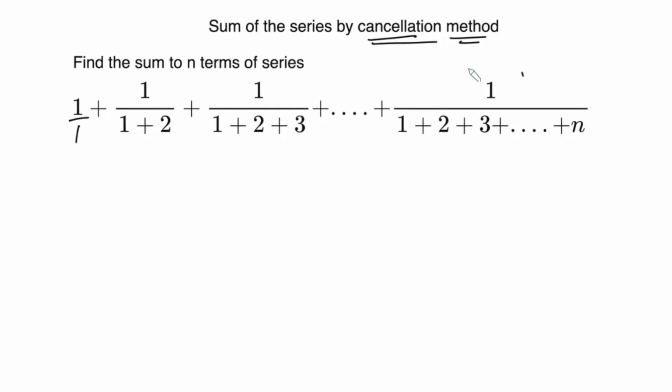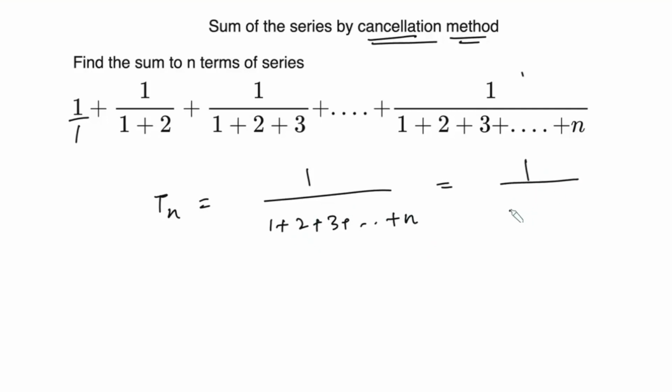Here the last term is 1 over 1 plus 2 plus 3 plus so on up to n, and the denominator is the sum of the first n natural numbers. We know that it is n times n plus 1 over 2. So we can also write it as 2 over n times n plus 1. This is the nth term.